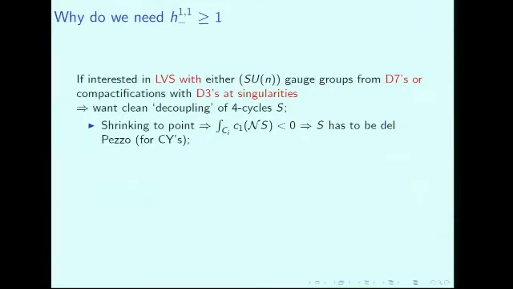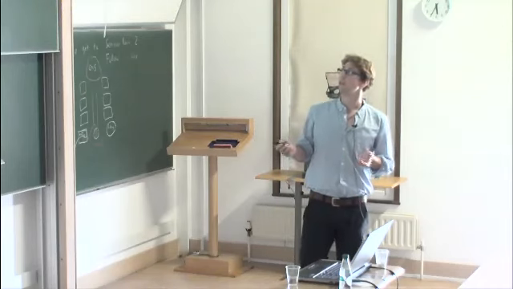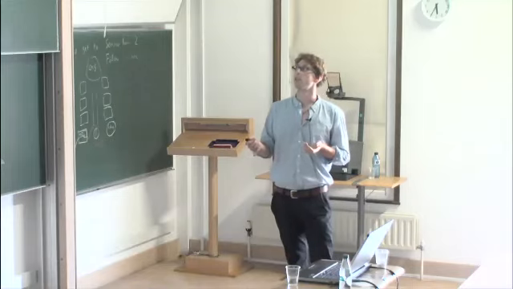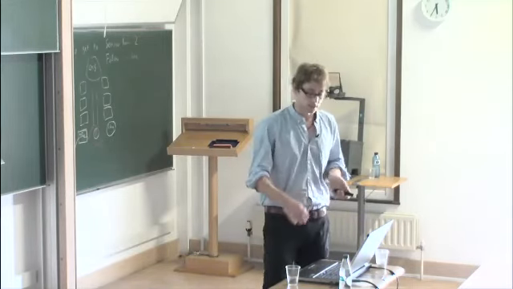Shrinking to a point means that the first Chern class of the normal bundle of this divisor has to be strictly negative. So integrating this first Chern class over every effective curve of this divisor S has to give a negative number. And on a Calabi-Yau, by virtue of the adjunction formula, we know that S has to be a del Pezzo.